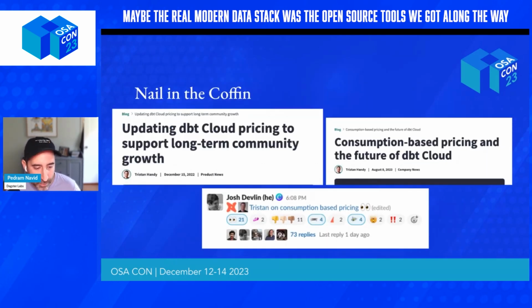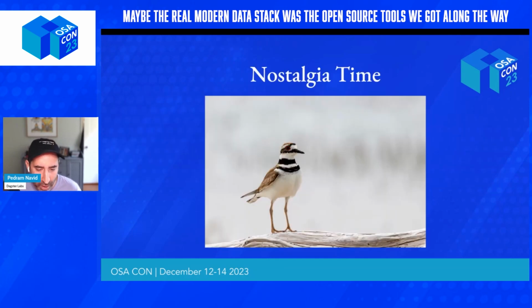In many ways, I think some people saw dbt, which is at the core of this modern data stack philosophy, and their change to consumption-based pricing as the final nail in the coffin, as like, this is proof in the pudding that the modern data stack is dead. It's just a land grab, and everyone's doing consumption-based pricing. I'm going to argue that's probably not the case.